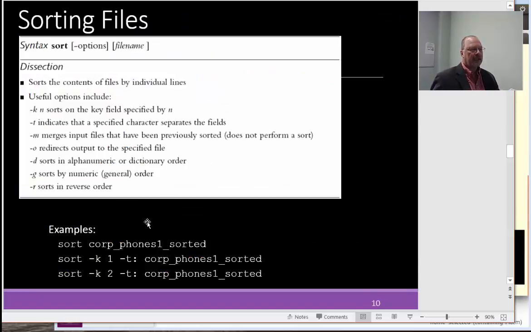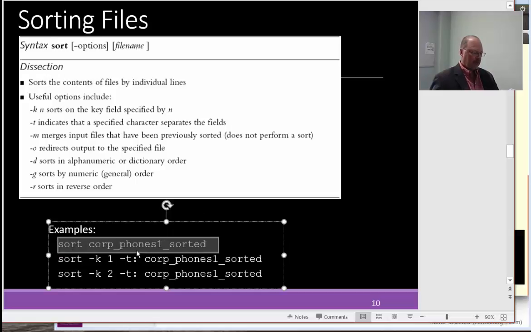Let's go ahead and sort some of these files. Notice that we'll use a sort command, and that is going to sort on -k, which means which field, the first field, and then -t colon. The -t refers to the delimiter, and then what's our output? Corp phones 1 sorted. In the interest of time, I'm going to run this particular command first and make sure that we have it working out for us, and we'll go from there.